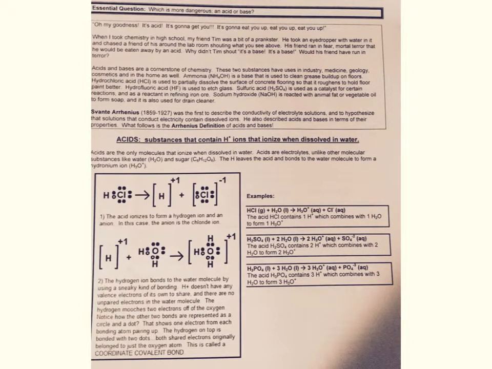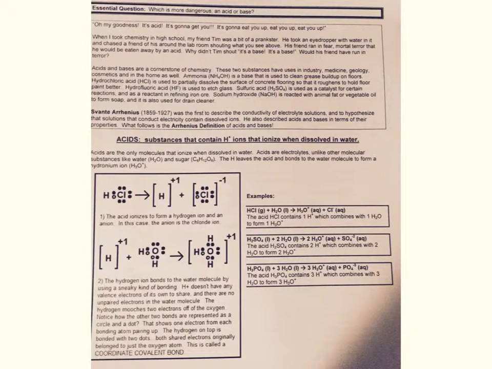Okay, so this is the acids and bases unit, and this is lesson 1. Acids and bases are a cornerstone of chemistry. These two substances have uses in industry, medicine, geology, cosmetics, and in the home as well. Ammonia, NH4OH, is a base that's used to clean grease buildup on floors. Hydrochloric acid, HCl, is used to partially dissolve the surface of concrete flooring so that it roughens to hold floor paint better. Hydrofluoric acid is used to etch glass.